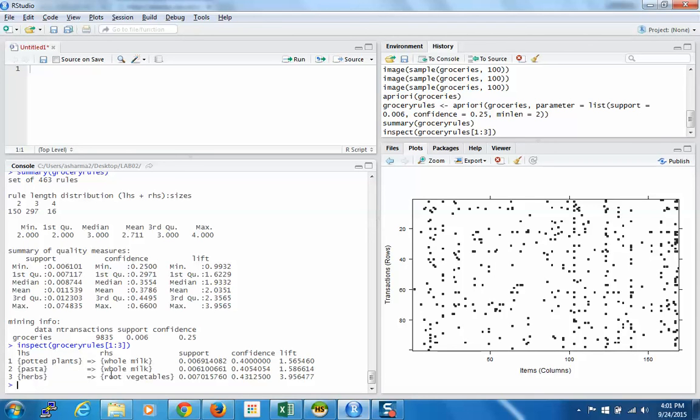So left hand side is potted plant. Those who bought potted plant ended up buying whole milk. The potted plant and whole milk happened 0.69, or almost 0.7%, of all the transactions that we had. The confidence of this rule is about 40%, and the lift is 1.56. That implies once people bought potted plant, the probability of them buying whole milk jumped by 1.56 times. So that's what this rule means. So these are the top three rules.